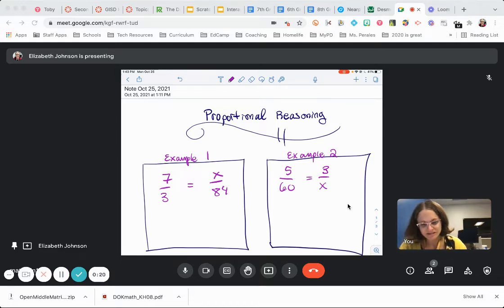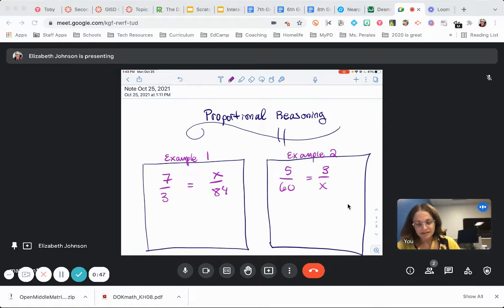Example 1 says that 7 over 3 is the same thing as x over 84. Example 2 says that 5 over 60 is the same thing as 3 over x. So that's all I've got here, just two pairs of equivalent fractions. The only thing is that I am missing a numerator in example 1, and I'm missing a denominator in example 2. But we can use what we know about equivalent fractions to figure out what those should be. Let me tell you what I mean.